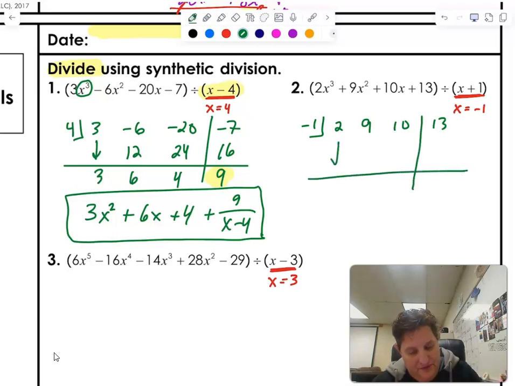Okay, for number 2, I'm doing negative 1 into 2, 9, 10, 13. Okay, so here are the steps. Bring the 2 down. 2 times negative 1 is negative 2. Add those together, that's 7. 7 times negative 1 is negative 7. Add those together, that's 3.